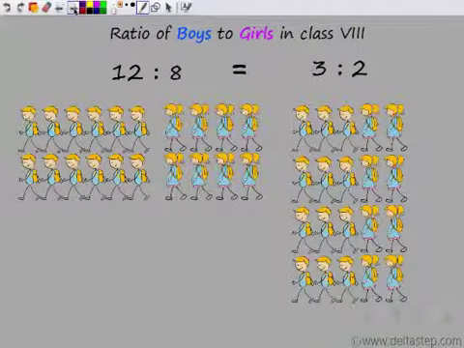3 boys, 2 girls. So the number of boys, again you can see, would be 3 added 4 times, 1, 2, 3, 4. So 3 boys added 4 times, which is 12, the total number of boys. And you can see here 2 girls added 4 times, 1, 2, 3, 4. 2 times 4, which is 8. That is 8, the number of girls. So usually what we do is we express the ratio in the lowest form.